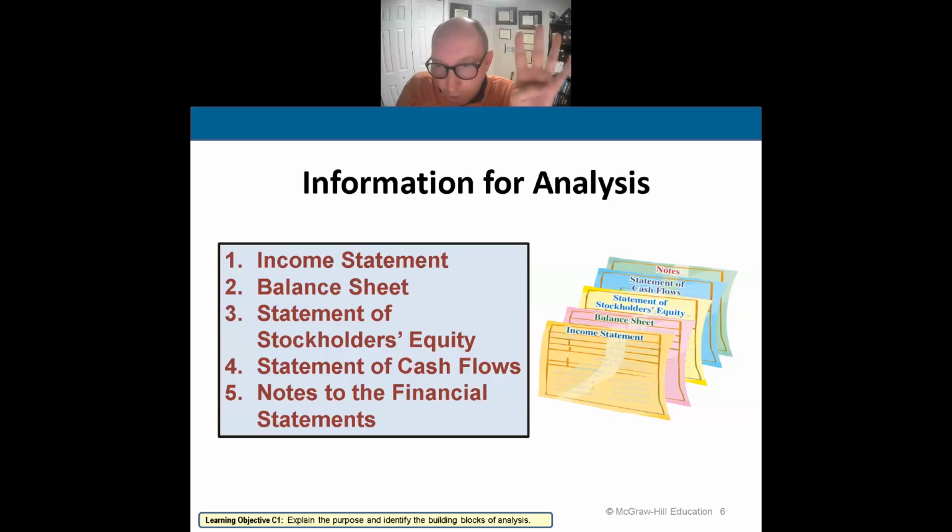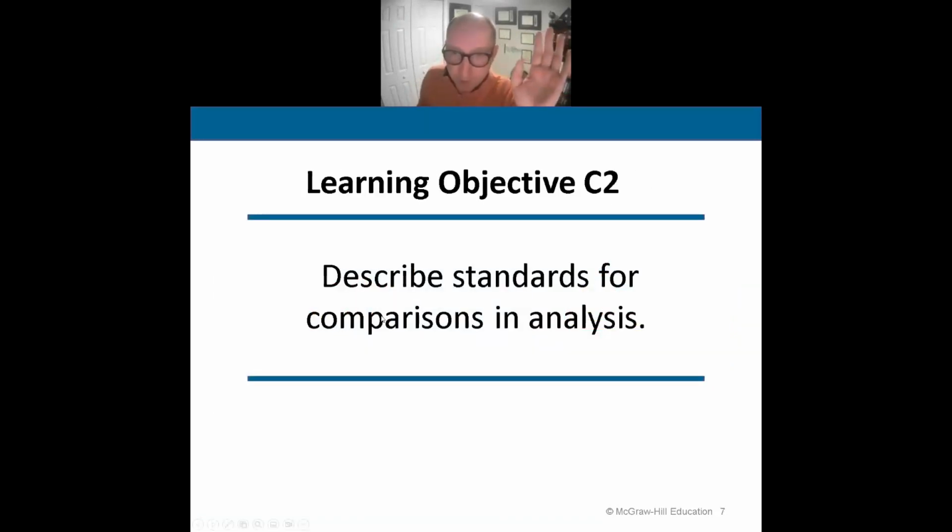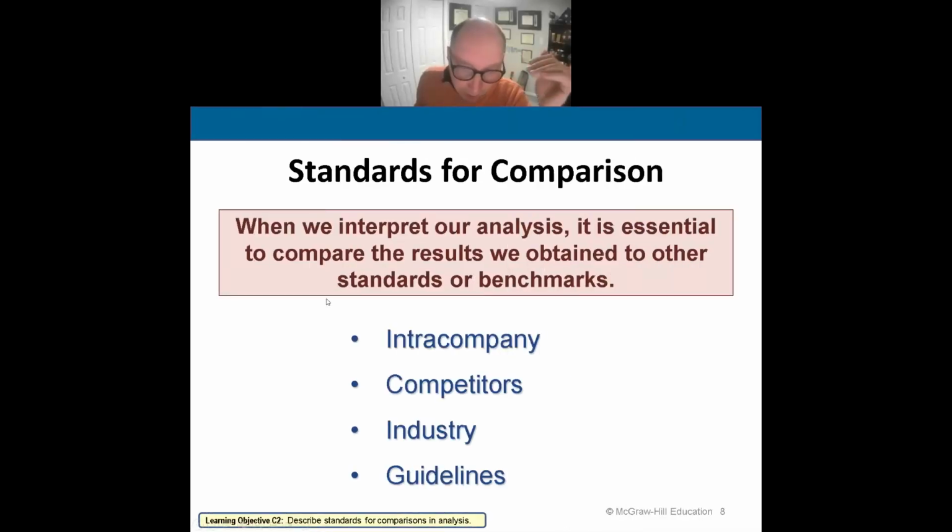We look at these four financial statements plus the notes, because the notes come in handy to tell us what happened. We look at the four financial statements to analyze the financial health of the business. The way we do that is through ratios and other methods of analysis, like horizontal and vertical analysis, which we'll talk about soon. In order to determine if the company is doing well or not, we need to compare our financial results.